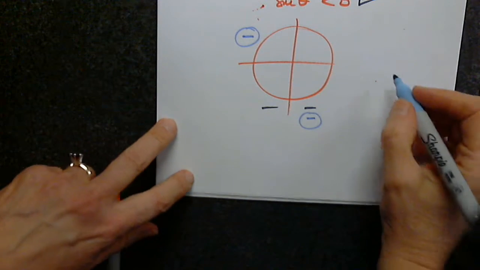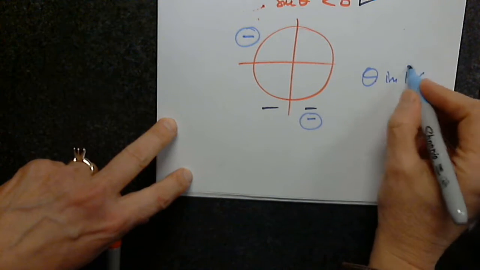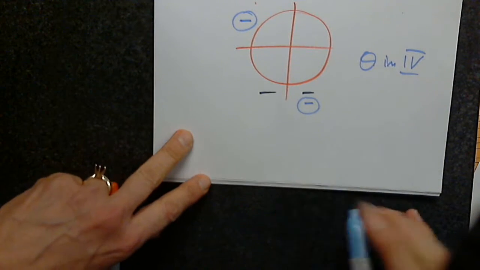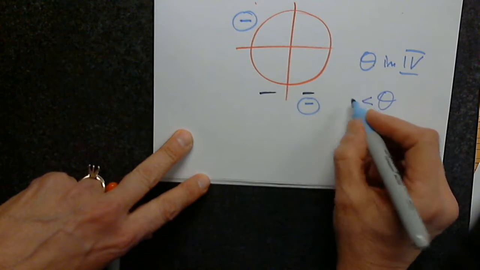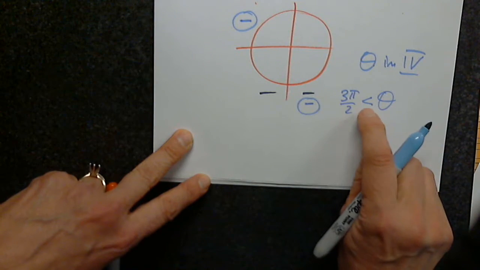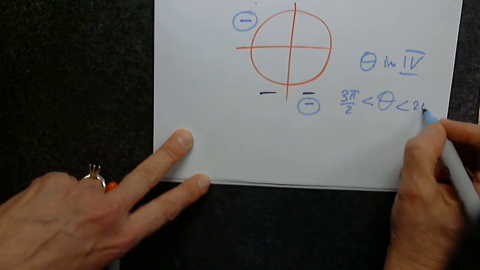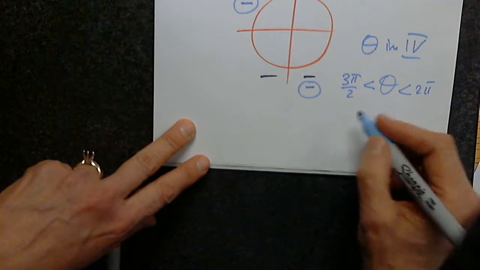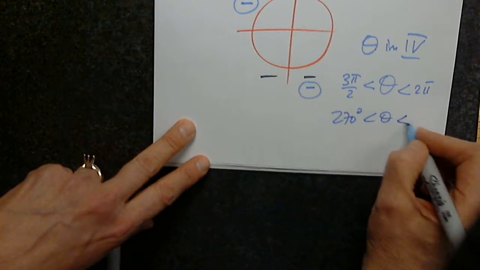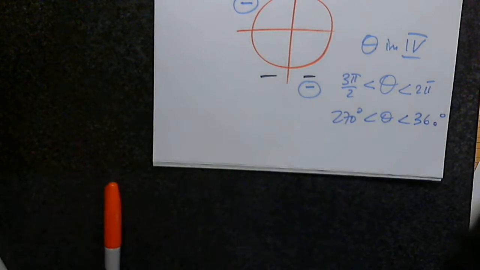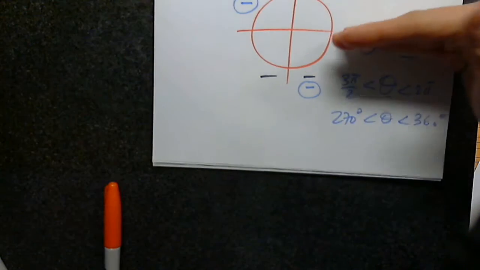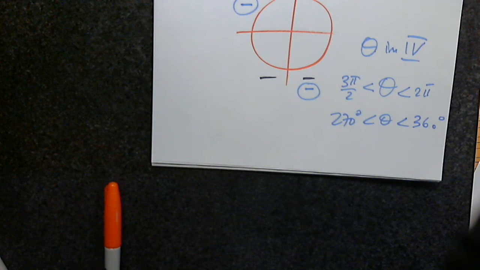4. So you either write theta in 4, or you write theta between 3 pi over 2 without the equal symbol and 2 pi, or 270 degrees and 360 degrees. But you cannot keep the equal symbol. So you can write it one of these 3 ways: theta in 4, or theta between 3 pi over 2 and 2 pi, or 270 and 360.